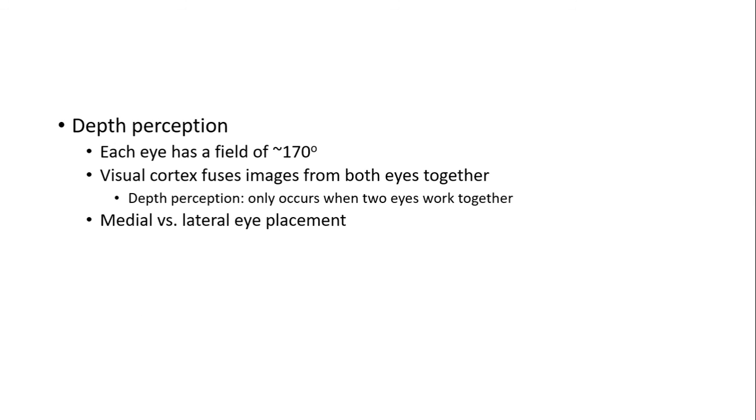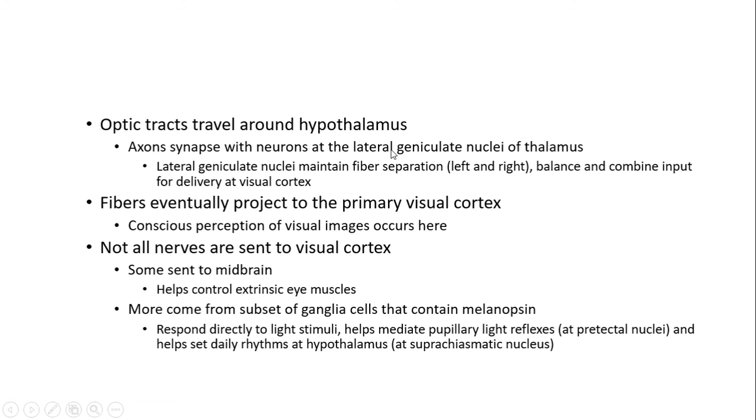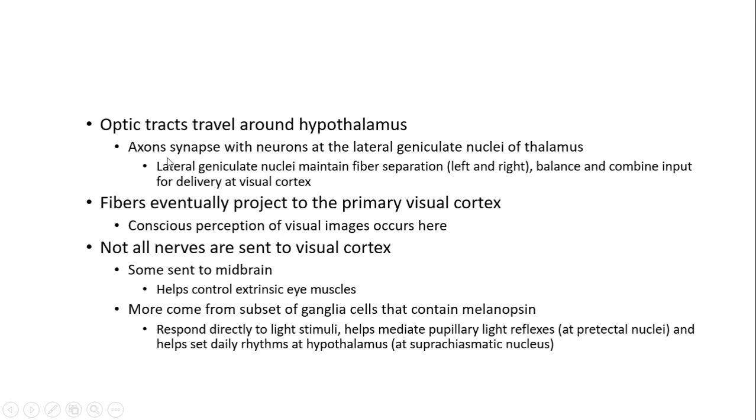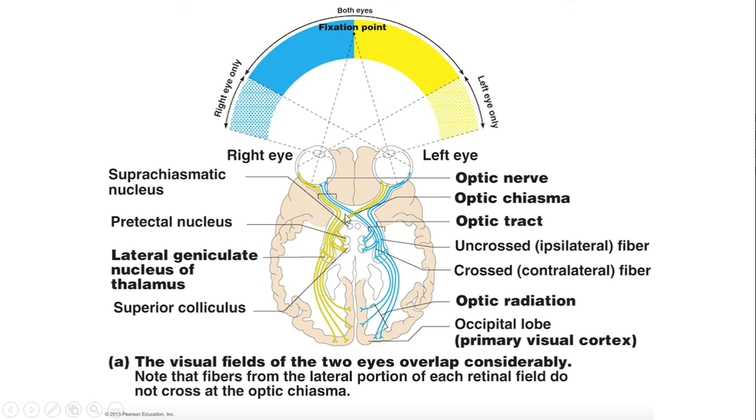Okay, so finishing off, we only have 2 slides. Sorry this took so long, but the optic tracts travel around the hypothalamus. So the hypothalamus would be over here, and the optic tracts travel around it. And the axons synapse with neurons at the lateral geniculate nuclei of the thalamus. So we see the optic tracts wrap around the hypothalamus and then synapse in the lateral geniculate nucleus of the thalamus, right? We see a lateral geniculate here and then a lateral geniculate over here.